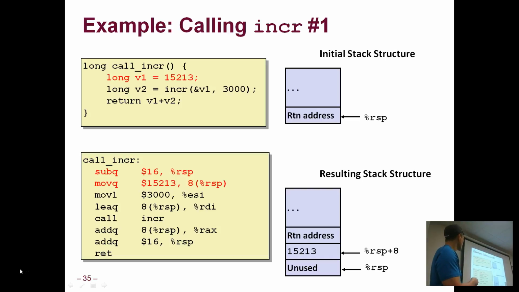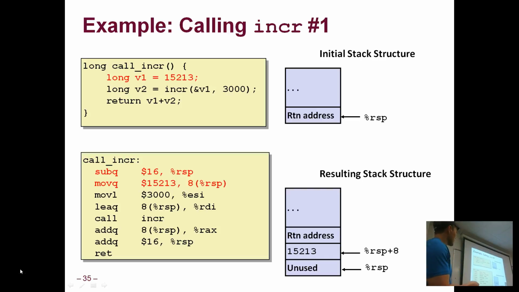So this is the caller. And so the caller has these two long variables, v1 and v2. It sets v1 to 15213, and then it calls increment with the address of v1 and 3000, and it sets the return value to v2 and then returns v1 plus v2. And so this is the assembly code that we're going to reverse engineer that implements this call increment.